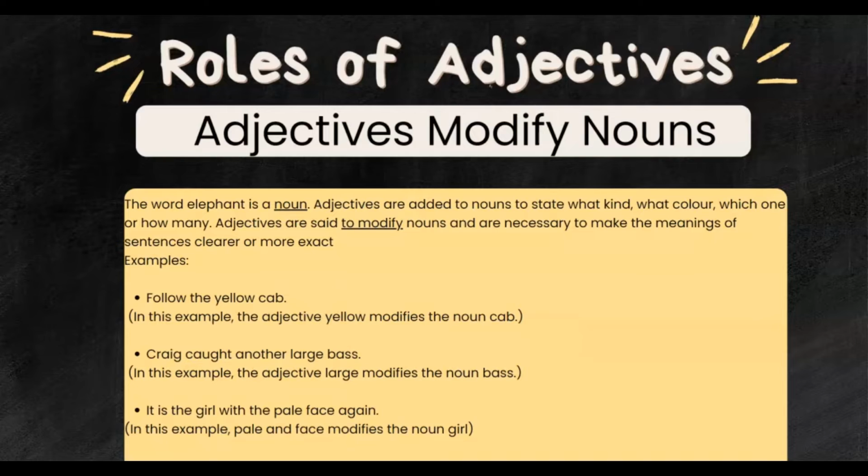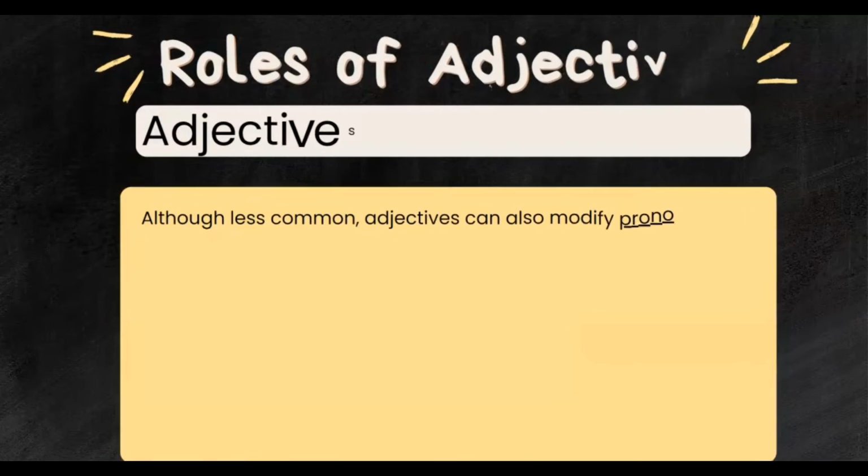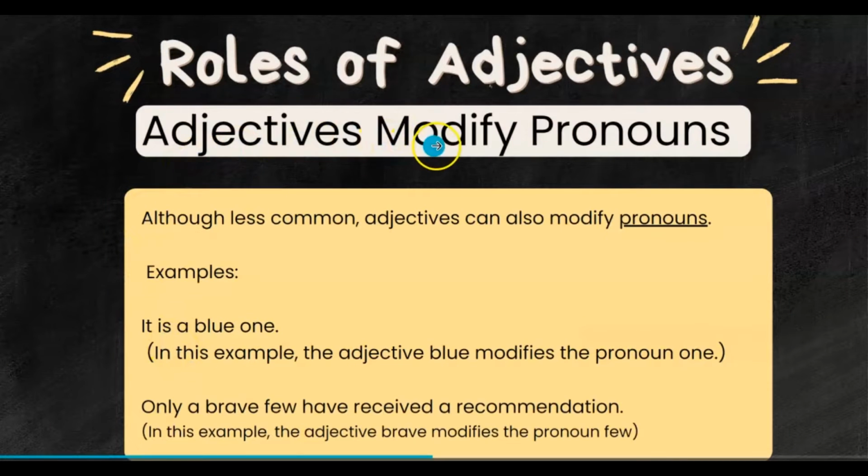You can rewind or go back to what I'm discussing in order for it to be more understandable to you. And let's move on. Now, adjectives also modify pronouns. In the previous lesson, a pronoun replaces a noun. So although it's less common, adjectives can also modify pronouns. Example: it is a blue one. In this example, the adjective blue modifies the pronoun one. Okay, one, blue, that is the color.